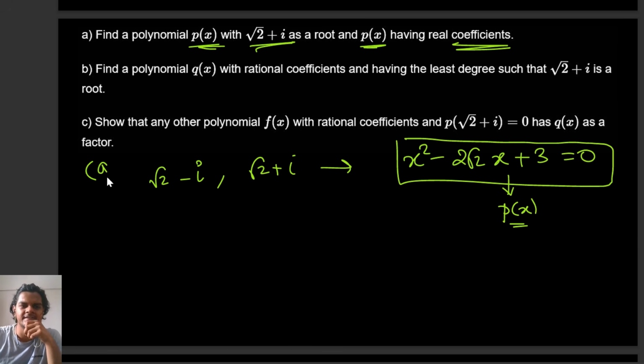Right? So A is easy. Let's go to B. Find a polynomial q of x with rational coefficients. Here we just needed real, here we need rational. Root 2 also cannot work. Right? So having least degree such that this is a root.